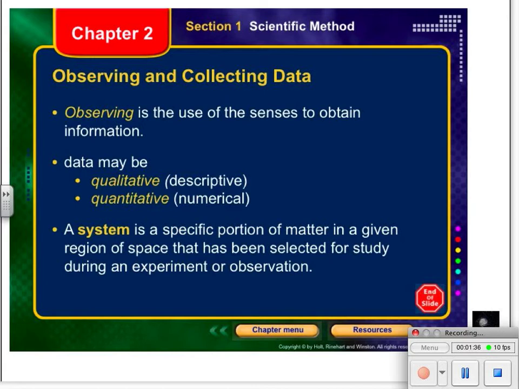Quantitative is a number. In chemistry, often we're interested in numbers. A lot of the times it's about numbers. A system is a specific portion of matter in a given region of space that has been selected for study during an experiment or observation.